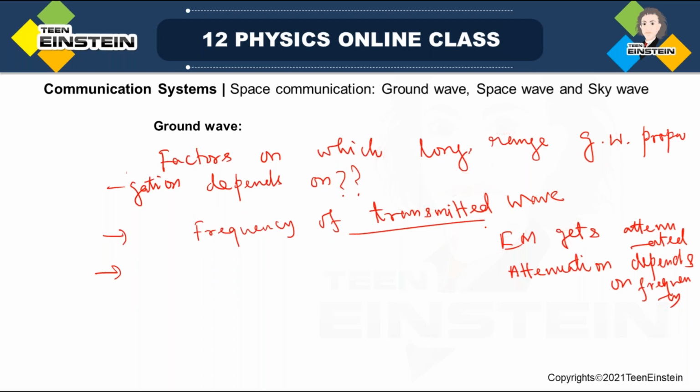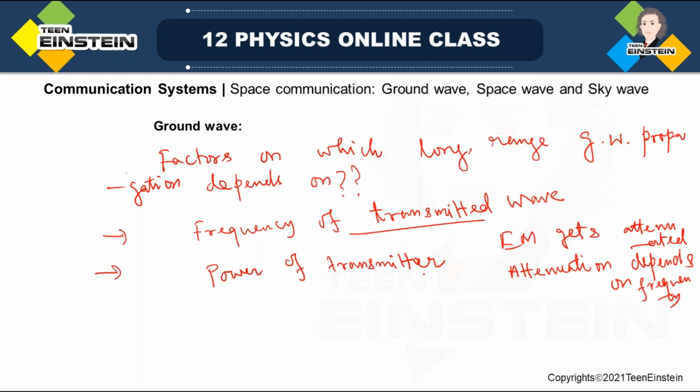And the second thing is the power of the transmitter. If the power is more, then long range propagation is possible.